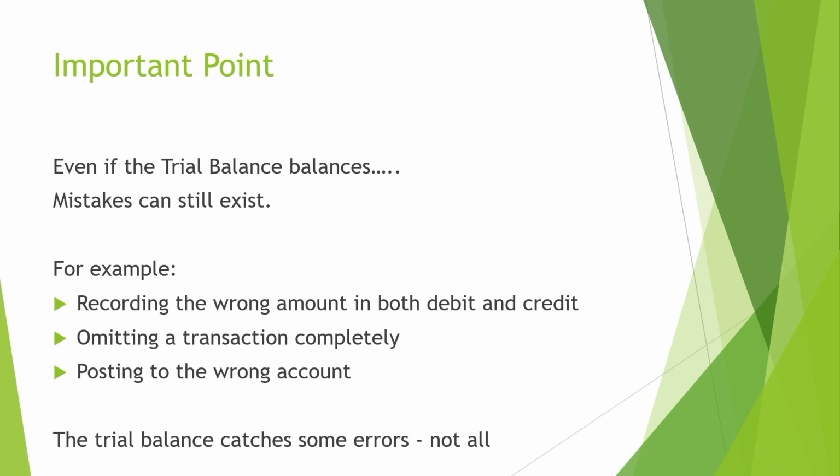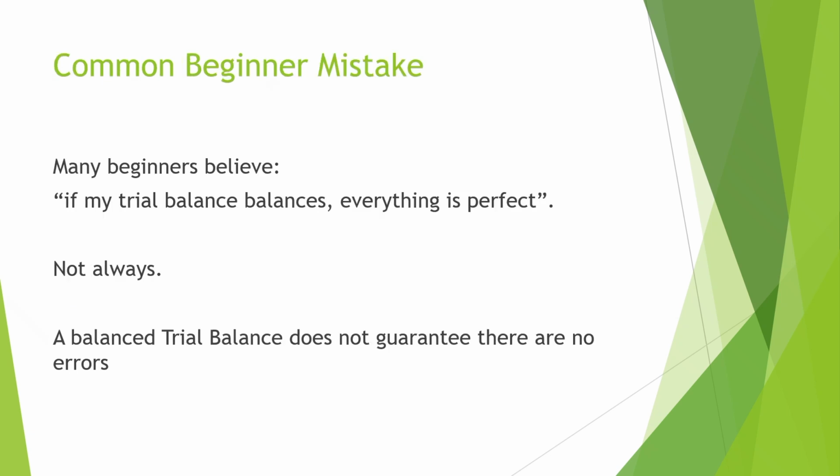So the trial balance catches some errors, but not all, like these three I've mentioned here. So some common beginner mistake is that many beginners believe that if my trial balance balances, everything is perfect. No, it doesn't necessarily mean everything is perfect. But then most of the times when everything is recorded correctly, there are no omissions, there are no wrong figures, then everything is correct. A trial balance does not guarantee that there are no errors, but it helps to check accuracy.